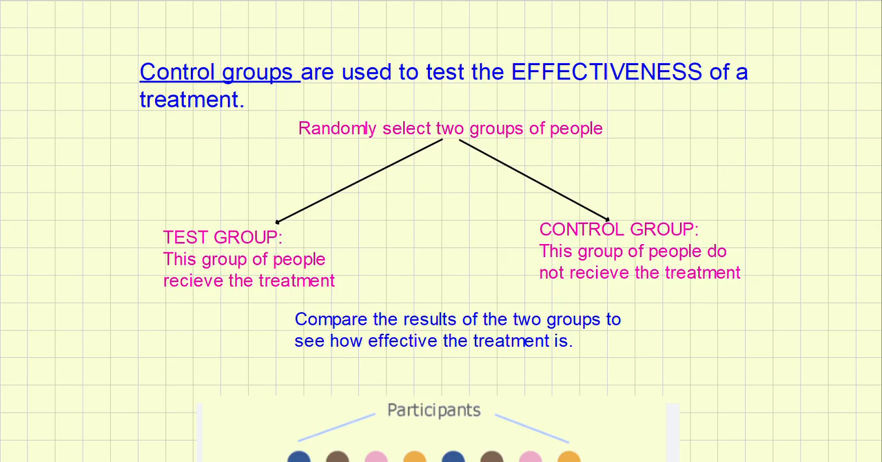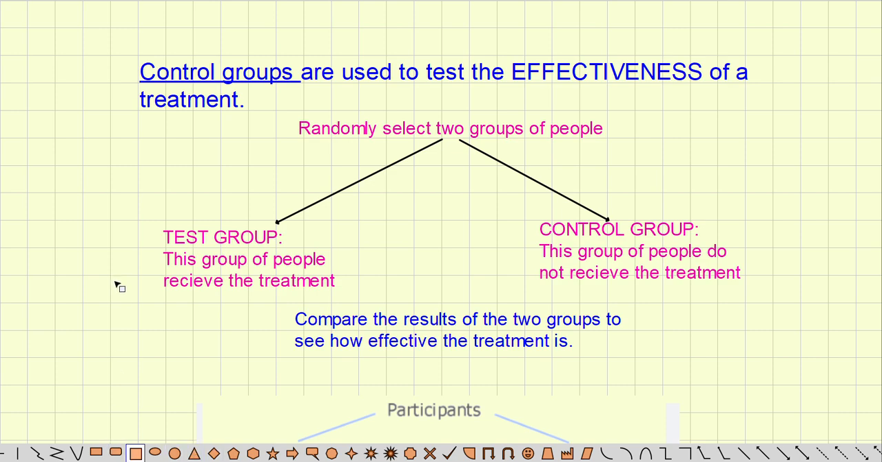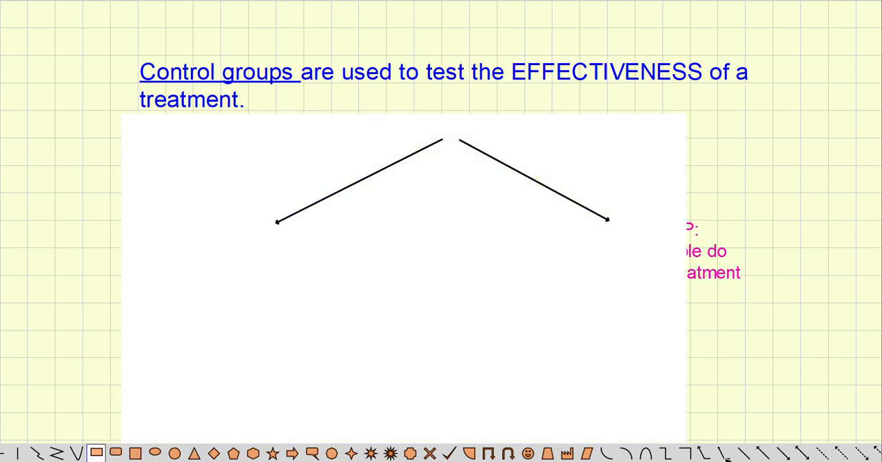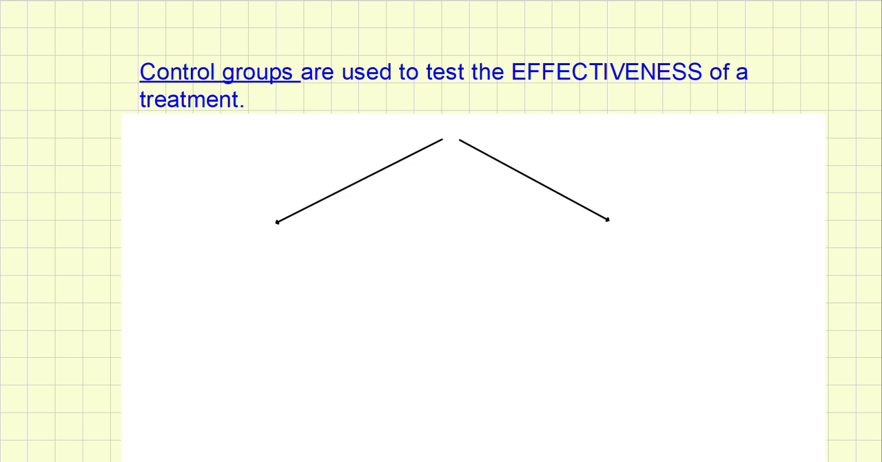Okay, right, we are on to the next section then. So this next section talks about control groups and how we can make sure our extraneous variables are being controlled. So a control group is sometimes called a comparison group. So I'll write that down, a comparison group. It's used in an experiment to test the effectiveness of a treatment, to check that the experiment actually works.